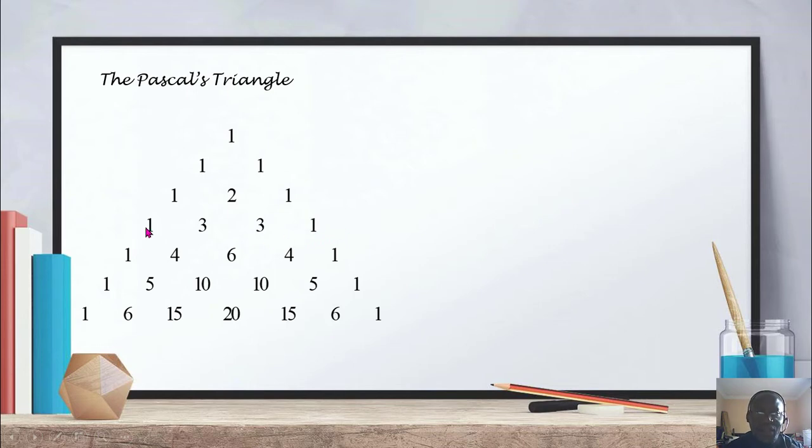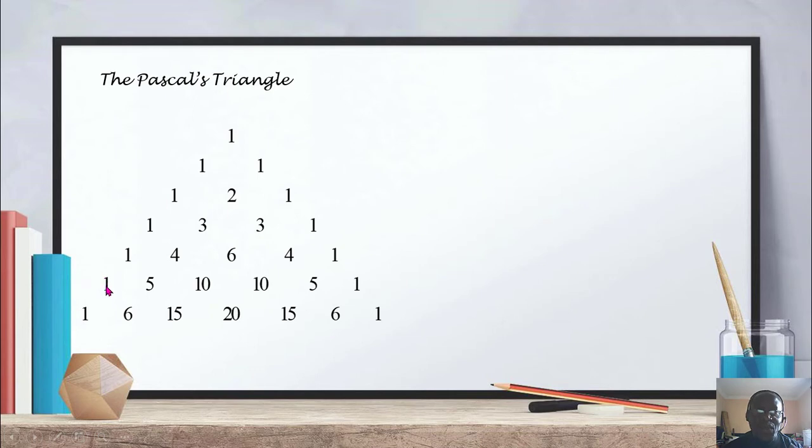Then we add this 1 and this 3 to give us this 4, this 3 and this 3 to give us this 6, this 3 and this 1 to give us 4, and we write ones on the sides of 4. Then we add this 1 and that 4 to give us 5. 4 plus 6 equals 10. 6 plus 4 equals 10. 4 plus 1 equals 5.